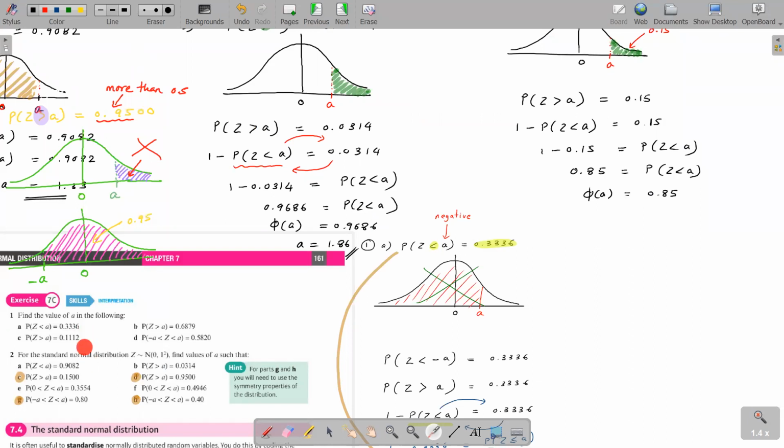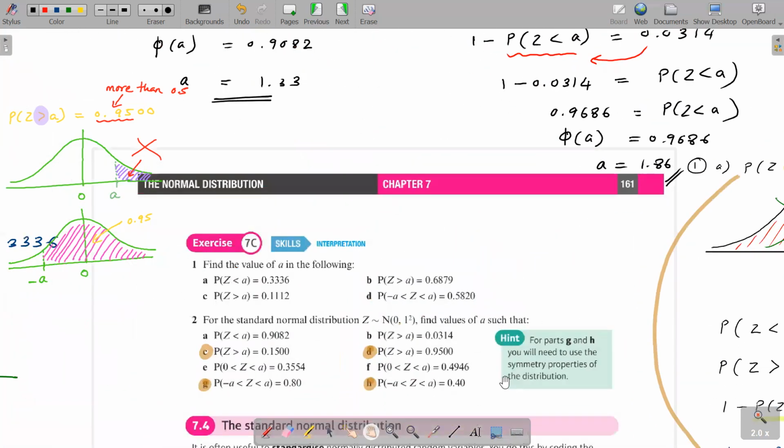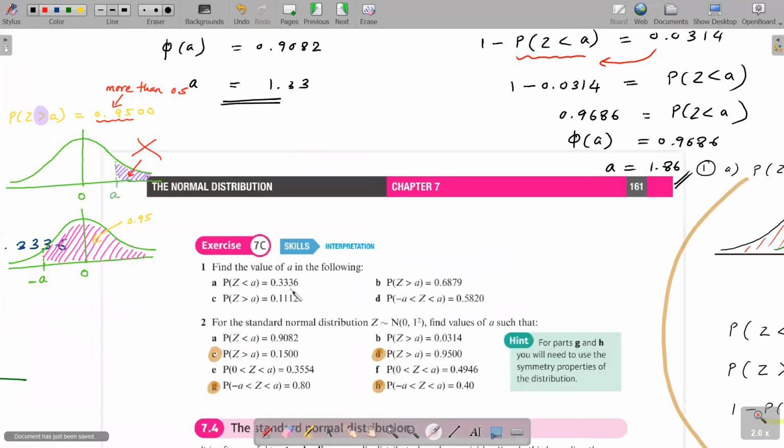Okay, looking back at these sums, coming back to exercise 7, just look at this, guys. You can see immediately by looking at these probabilities which sums use the first table and which sums use the second table. If your probability values are given to 4 dp, you use the first table. So this entire first question is from the first table.